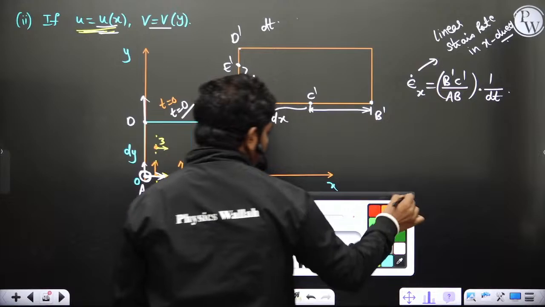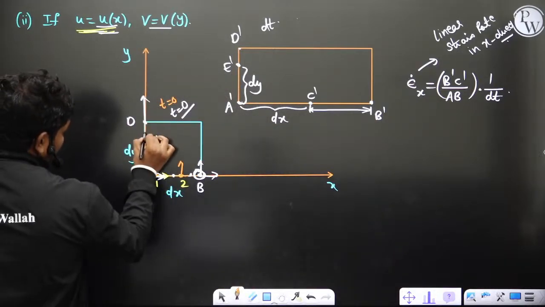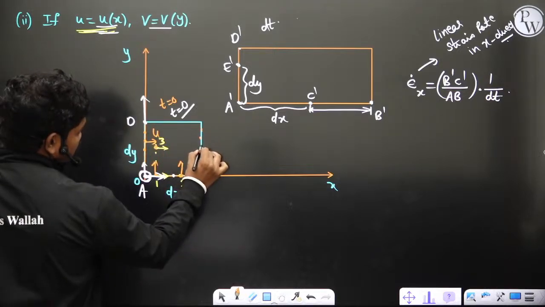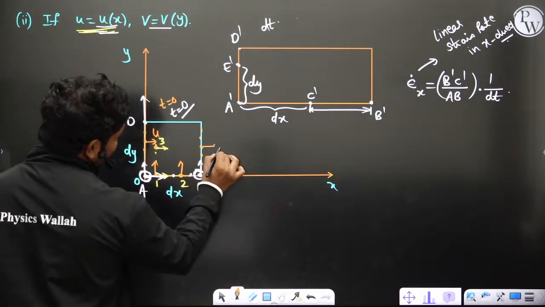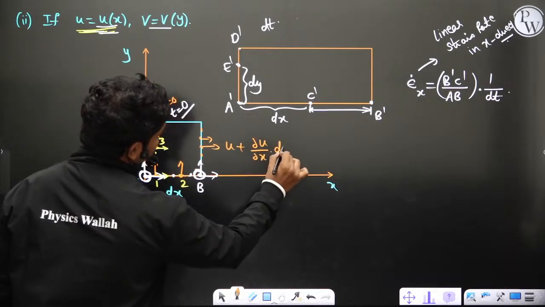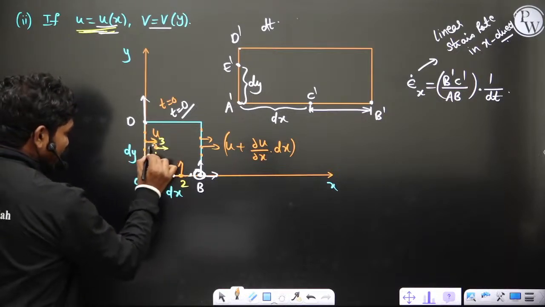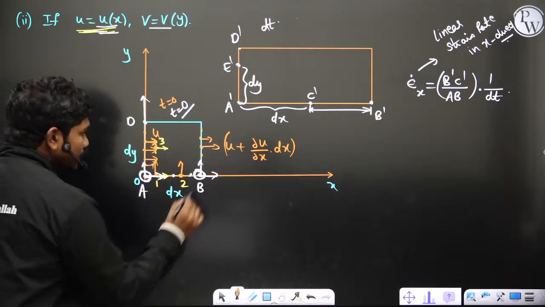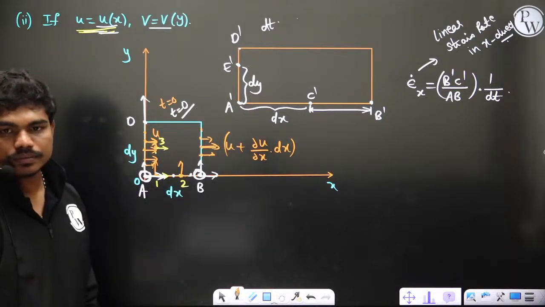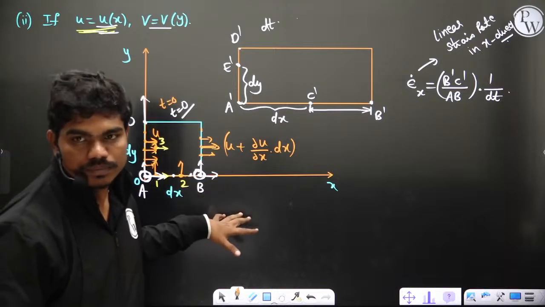Now try to understand one thing. This gap is dx. Let us suppose the particles on this face are traveling at a velocity u, then these particles, because of this change in dx, will travel at a velocity u plus dou u by dou x into dx. Yes or no? Because of this change in length dx, if these particles are moving at velocity u, then definitely these particles will move at this velocity. Is this point clear to all of you? Please type in the chat box.